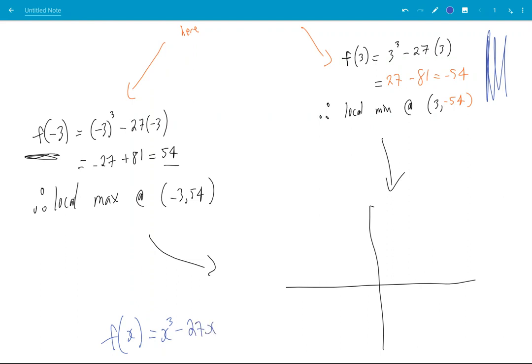Okay, so when I plug in 0, I get 0. Just when you're sketching, little table values can't hurt. So it goes through 0, 0. And then it goes through 3, and we'll say negative 54. Say this is positive 54 up here. Say this is 3, negative 54.